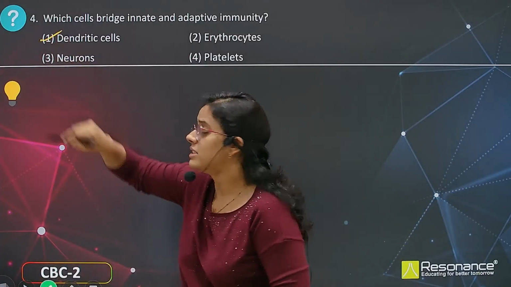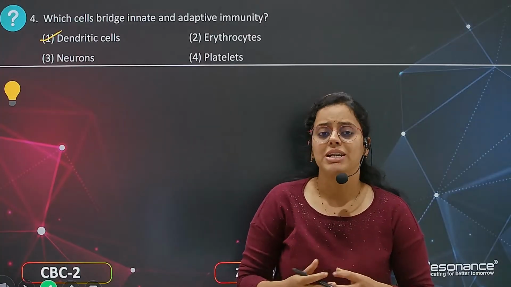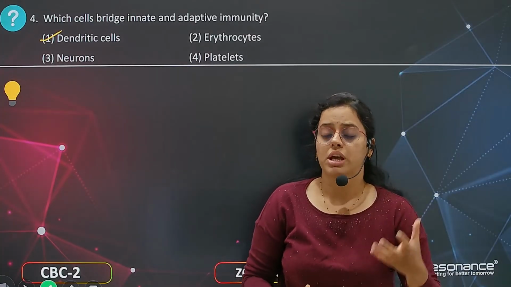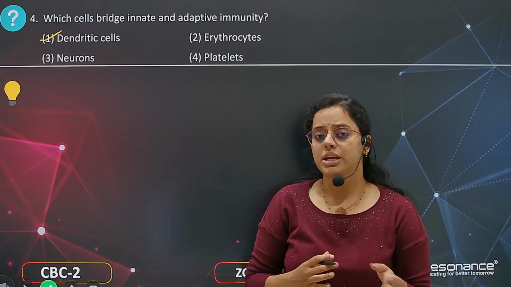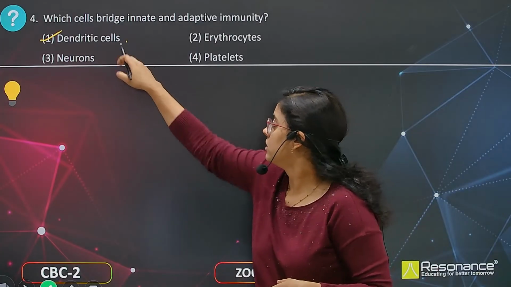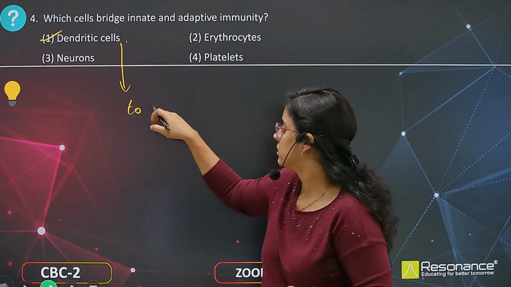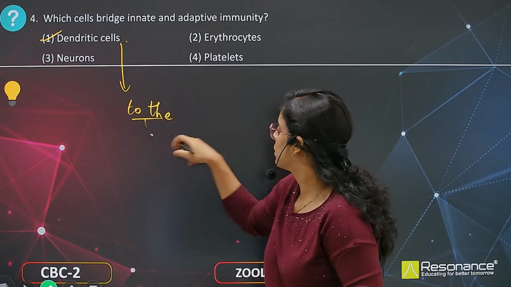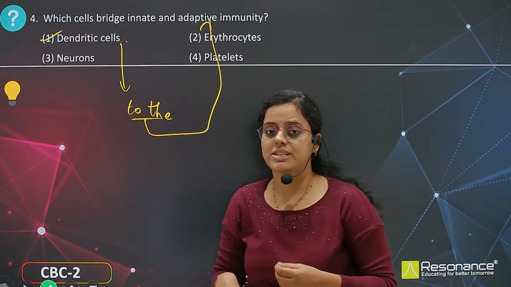Dendritic cells are the cells that are present between the multiple layers of connective tissue or epithelial tissue, and they connect to the adaptive immunity, which means B cells and T cells.